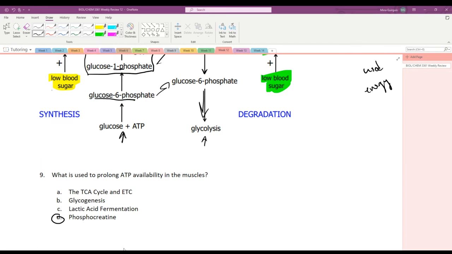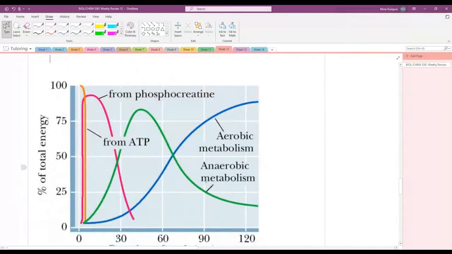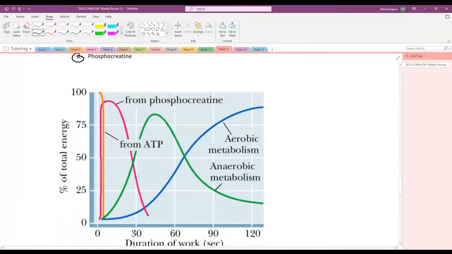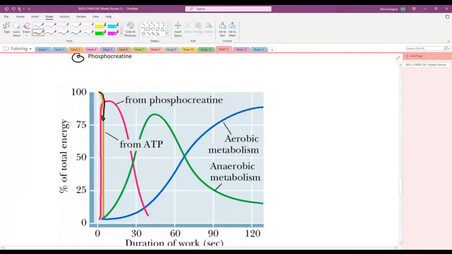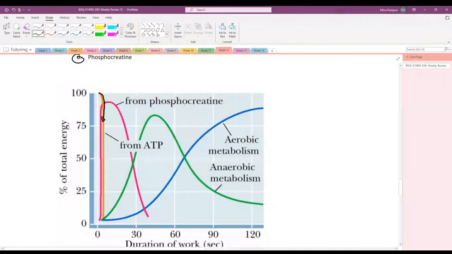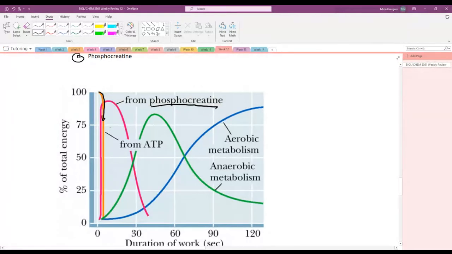Okay, so looking at a graph of this, and I think I put the graph, yes I did. The orange line at the very beginning, this line right here, is basically saying that for the first 5 seconds maybe, and that's being generous, of your exercise, you have ATP, and then you run out. So what do you do? You use phosphocreatine. Phosphocreatine will bridge the gap between ATP and glucose and glycolysis.